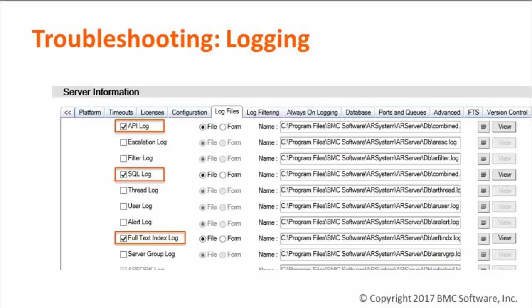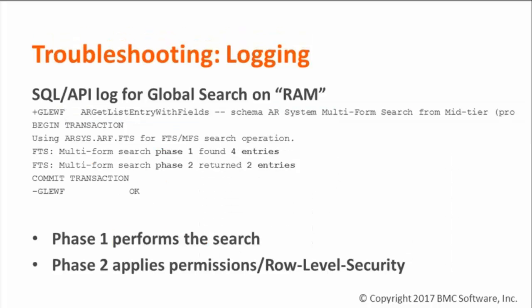Most of the other logs you can enable simply by going to the Log Files tab from the Admin Console. So we're going to show an example here of using API, SQL, and full-text index logging. Now here's an example of SQL and API logs doing a global search for the word RAM again. So you see the API call was a get list entry with fields, which is a standard query, on the AR System multi-form search form. Now that's the form that always gets used when you perform a global search.